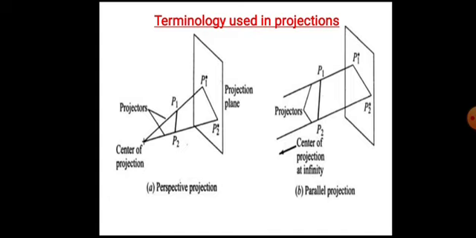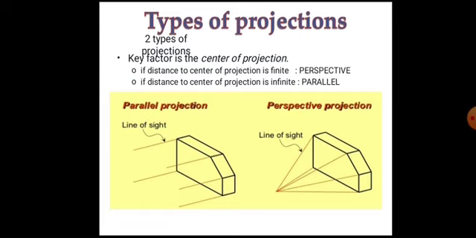Third one is projection plane. Projection plane is the plane on which the two-dimensional image of an object is obtained. Now, types of projections. The methods of projection are broadly classified into two types. First one is parallel projection and second one is perspective projection.